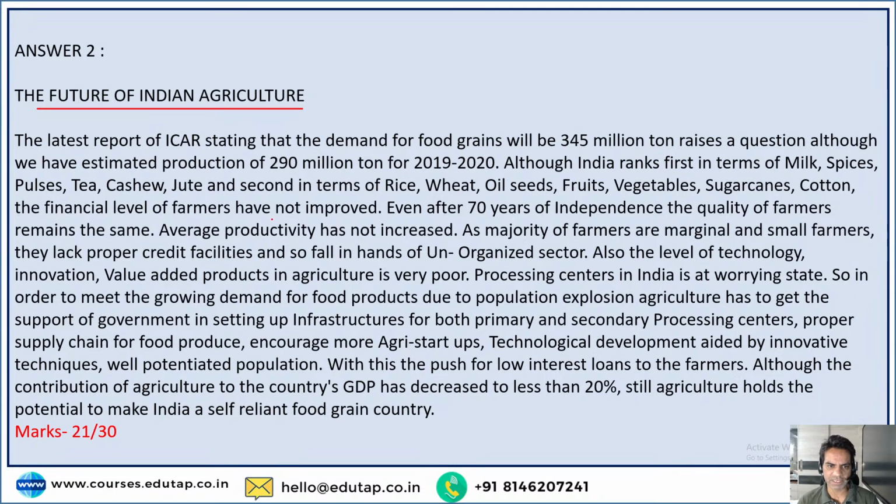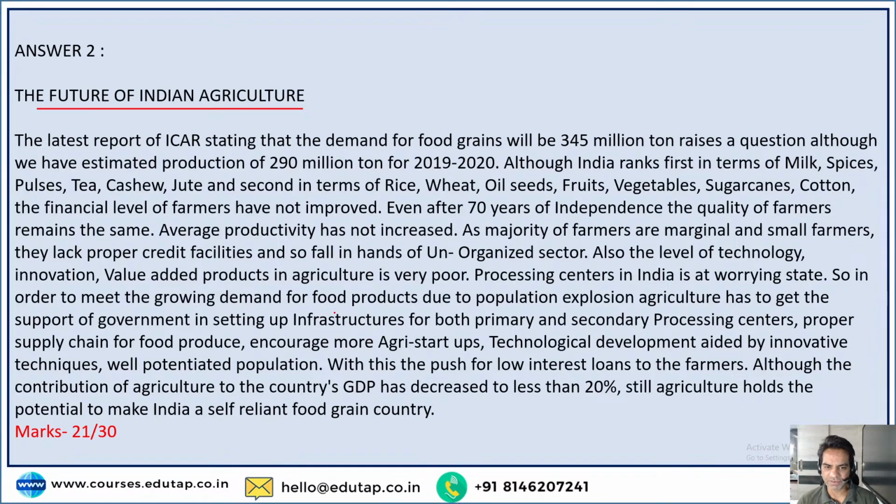financial levels of farmers have not improved. Even after 70 years of independence, the quality of life of farmers remains the same. Average productivity has not increased, as the majority of farmers are marginal and small farmers. They lack proper credit facilities and so fall into the hands of the unorganized sector. Also, the level of technology, innovation, and value-added products in agriculture is very poor. Processing centers in India are in a worrying state.